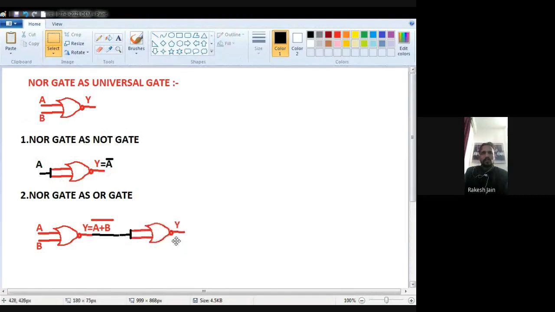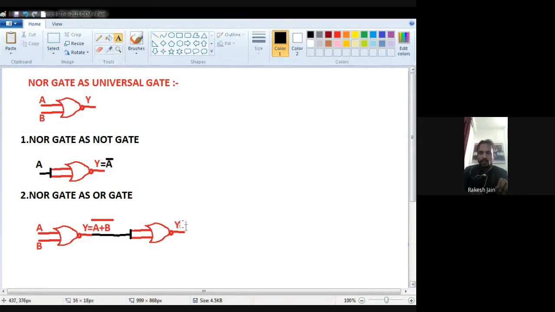Okay, now see this circuitry. Now we connect the output of a NOR gate with the NOT gate. The NOR gate connected with a NOT gate, then the output is what? The output is just opposite of input.